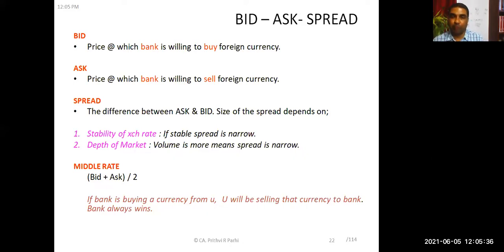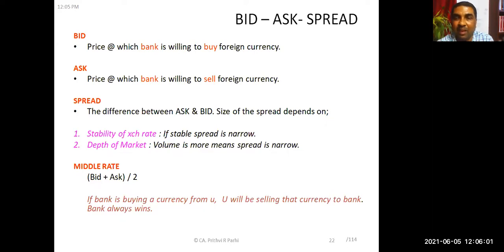Depth in the market is one more factor which affects the spread. Depth means the volume. If the volume is more, the spread is narrow. If the volume is less, the spread is more. There is one more rate which is also used for reference purposes or for understanding the trend, that is called the middle rate. Middle rate is bid rate plus ask rate divided by 2.